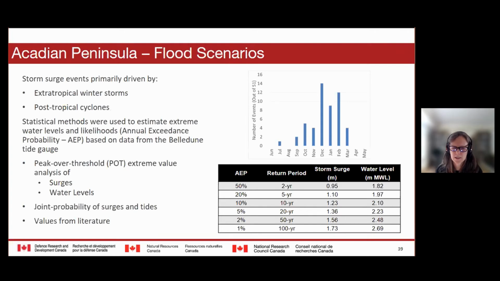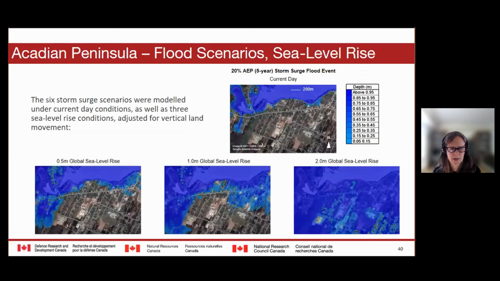So not just looking at a single scenario, we looked at a range of scenarios. You can see the range of scenarios in the box on the right-hand side: the 2-year, the 5-year, the 10-year, the 20-year, the 50-year, the 100-year. These were based on events driven by both extratropical winter storms as well as post-tropical cyclones. And of course, we used the joint probability of surges and tides to put together the scenarios, and these are all values that are based in the literature. So we looked at a range of flood scenarios, and then took those scenarios and added sea level rise on top.